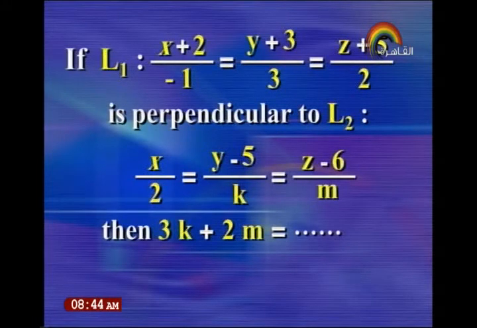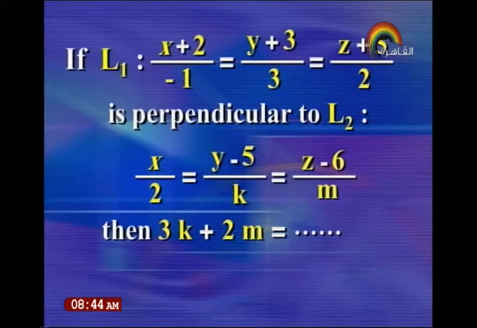Remember, dear student, we have two equations of two straight lines in 3 dimensions, x, y, z. Two straight lines are perpendicular. What do you mean by two straight lines are perpendicular? Excellent, student. A1 A2 plus B1 B2 plus C1 C2 equals 0.